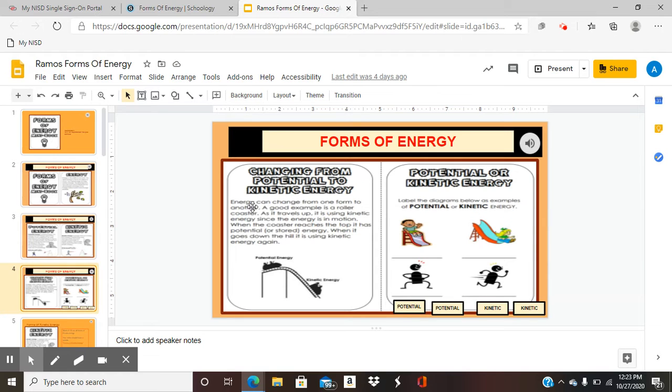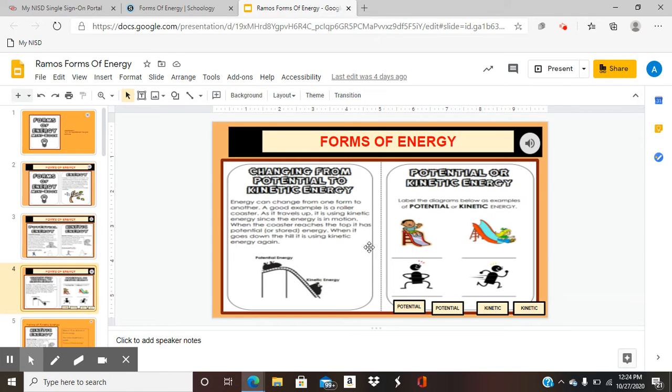So energy can change from one form to another. A good example is a roller coaster. As it travels up, it is using kinetic energy since the energy is in motion. But when the coaster reaches the top, it has potential or stored energy. When it goes down the hill, it is using kinetic energy again, and it's much greater.